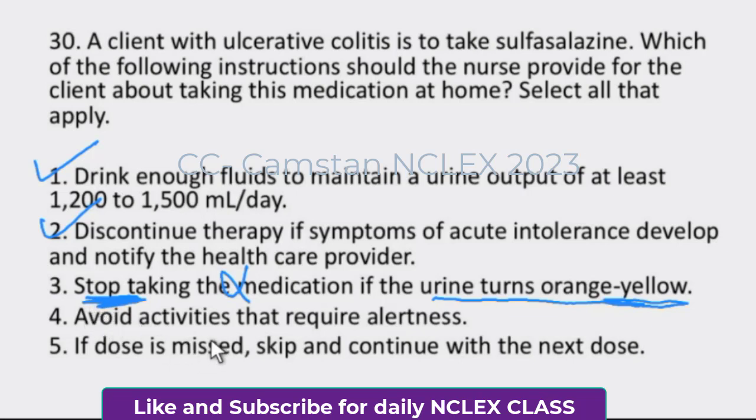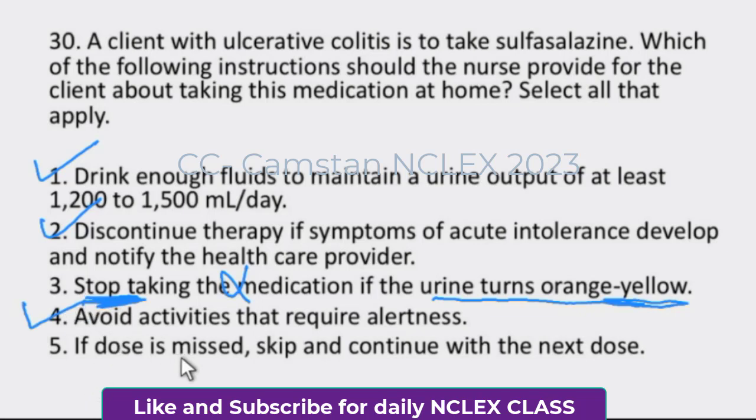Fourth is avoid activities that require alertness. As I already told you, sulfasalazine causes dizziness. So the nurse should advise the client to avoid driving or any other activities that require alertness. So this option is also correct.